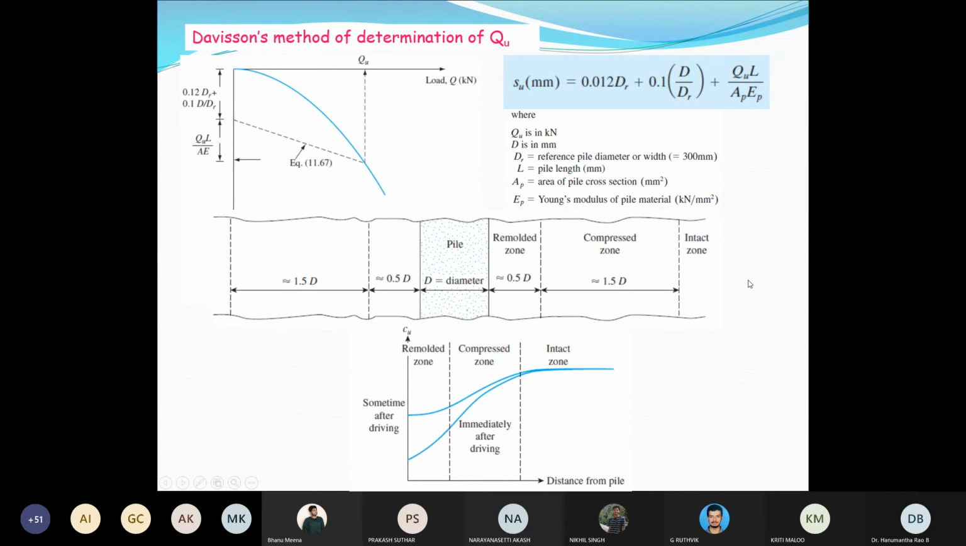Beyond compression is the intact zone, which means there was no impact on the soil. That means no load is getting transmitted or transferred to the intact zone, no load is coming onto this soil. Accordingly, you can also see how the different zones look in a graphical way. So that's all about the pile load test.